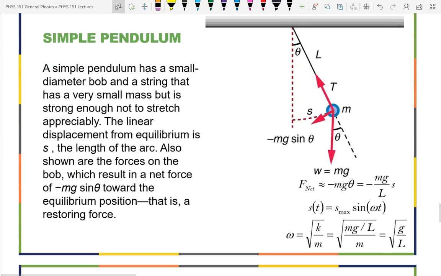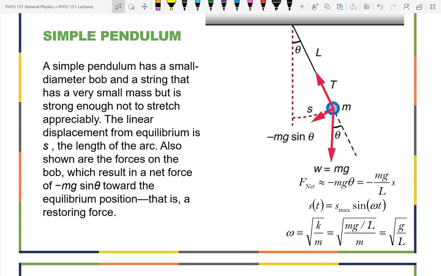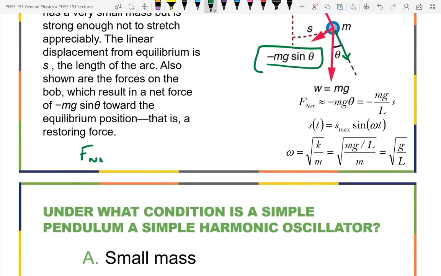If I break my force of gravity into components, I have one component that's exactly opposite of the tension. In that direction, if I call that my y direction, the sum of the forces has to be 0 because it's not going to accelerate in that direction if the string isn't stretching. The other component is going to be mg sine theta. So is it a simple harmonic oscillator? The net force on that bob is mg sine theta, minus for the direction, so I have minus mg sine theta.